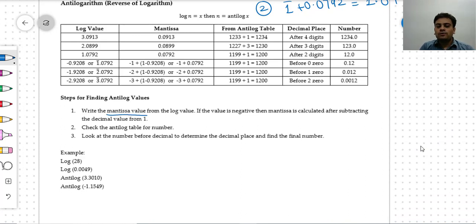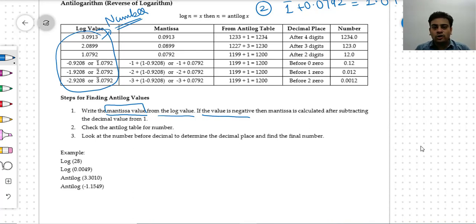Write the mantissa value from the log value. We always have the log values, which we are now considering as the number. So this is now your b part, not your x part. In the case of anti-log, it has become my b, right? First of all, we need to identify the mantissa value from the log values. What is the mantissa value? In the case of anti-log we don't have any characteristic, right? So whatever value we have been given, from there we find the mantissa value.